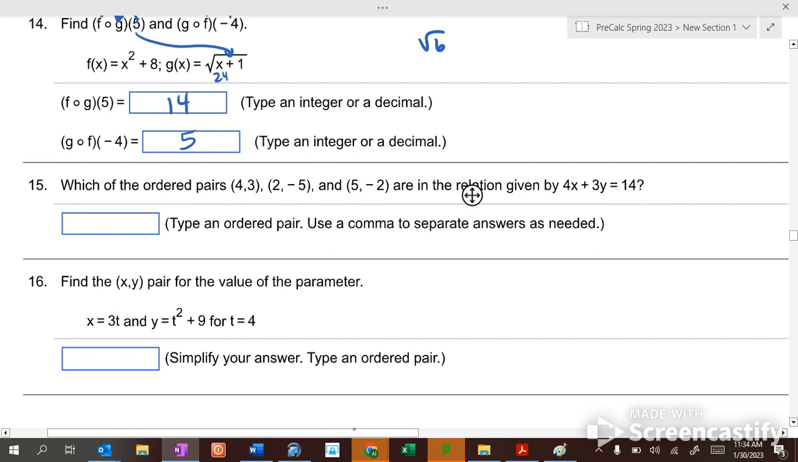If you stick 4, 3 in, are you going to get 14? No. It's 16 plus 9, which is 25. If you stick 2, negative 5 in, are you going to get it? 8 minus 15? No. Stick 5, negative 2 in. You get 20 minus 6? Yes, that one works. 5, negative 2.